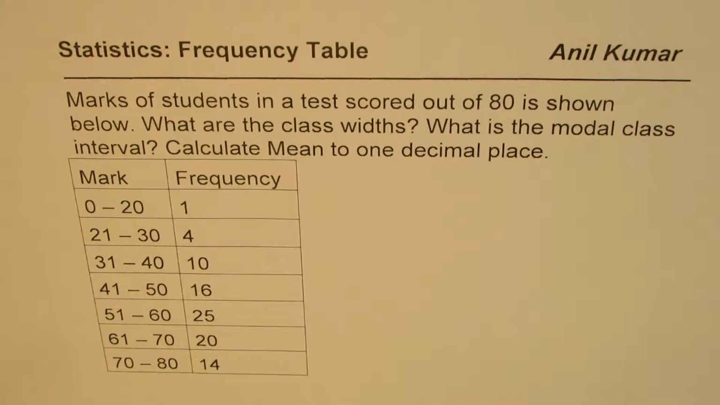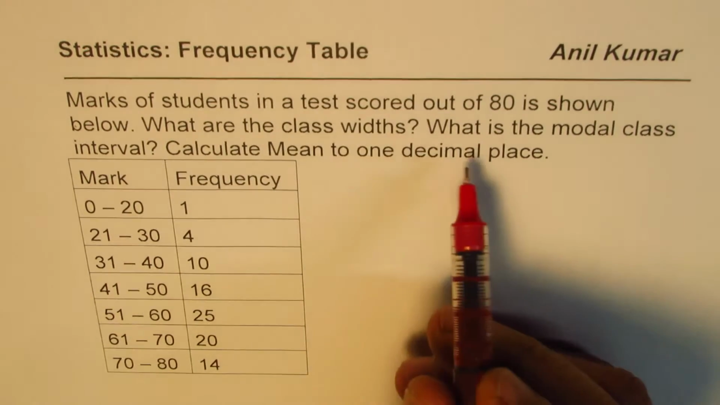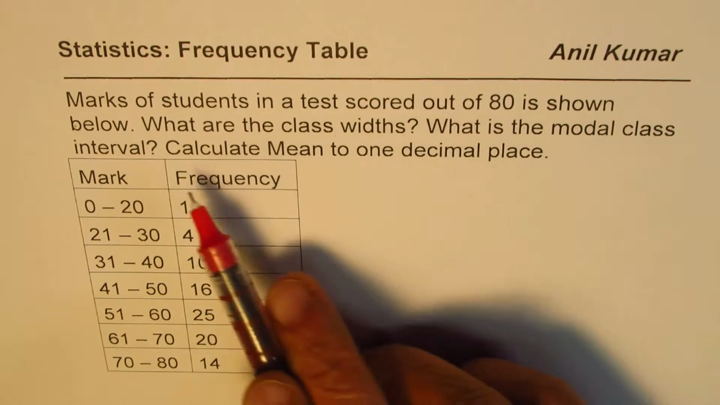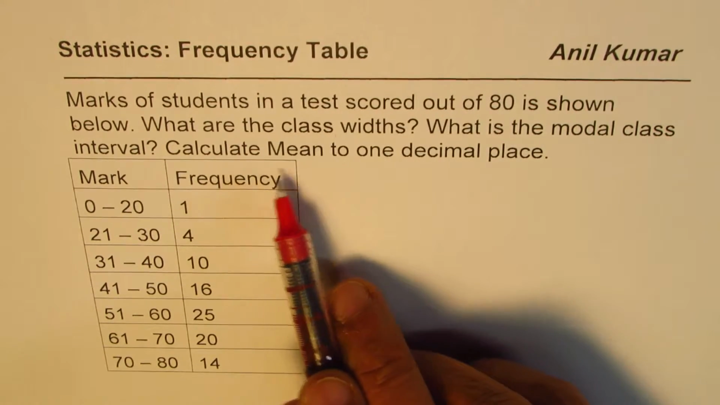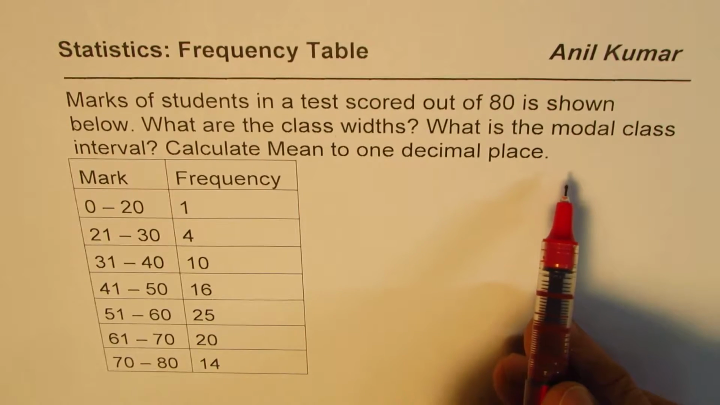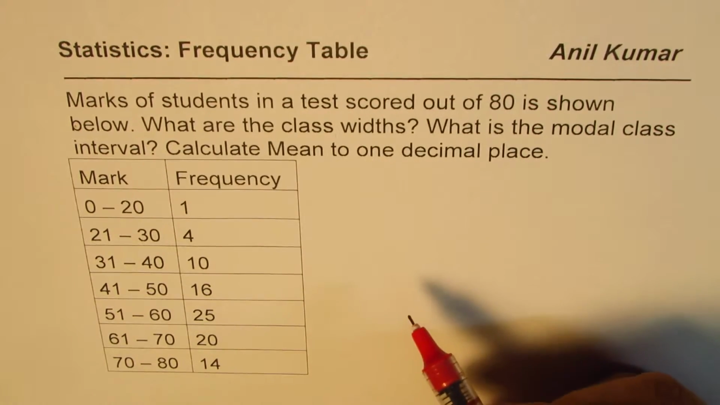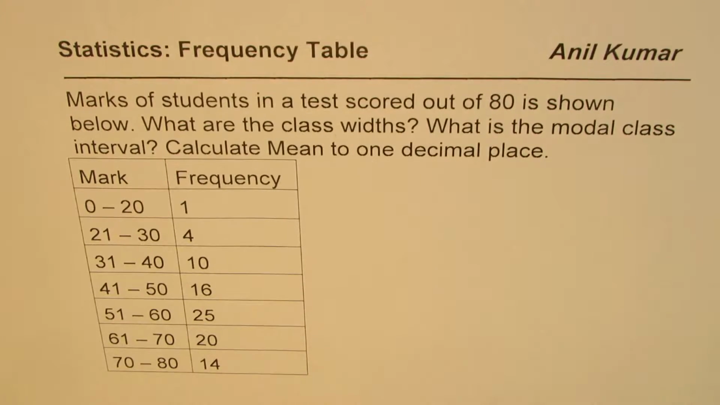The question here is: marks of students in a test scored out of 80 is shown below. What are the class widths or intervals? What is the modal class interval? Calculate the mean to one decimal place. We'll take up another video to calculate the median for the same data. You can pause the video, answer the question, and then look into my suggestions.